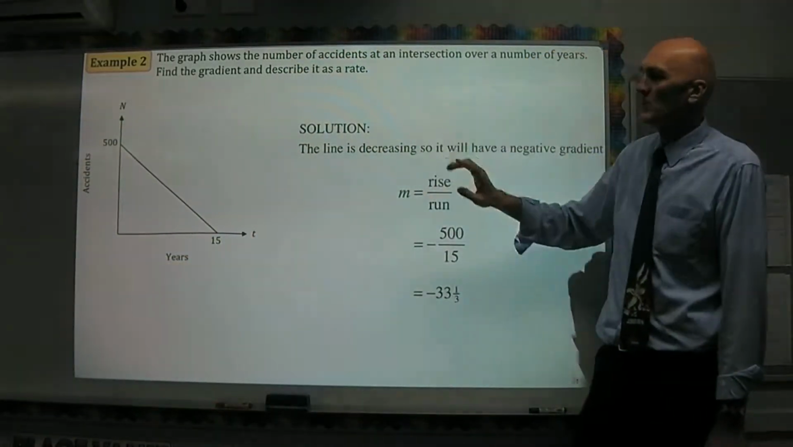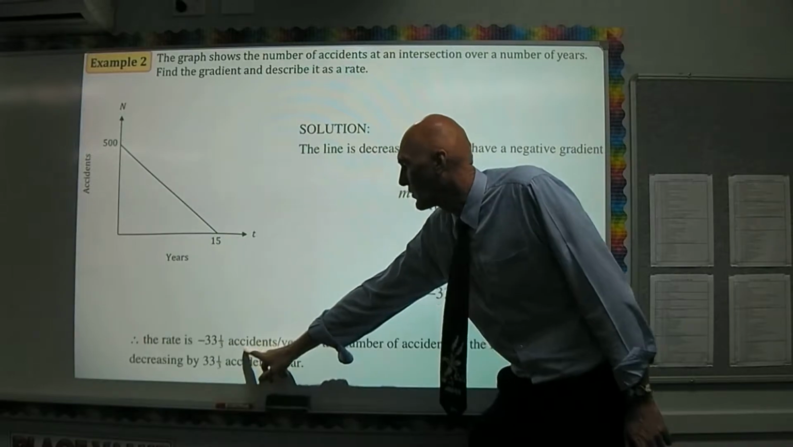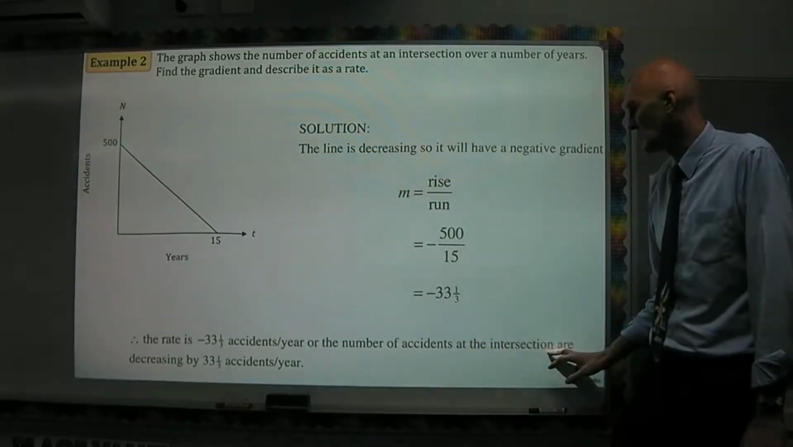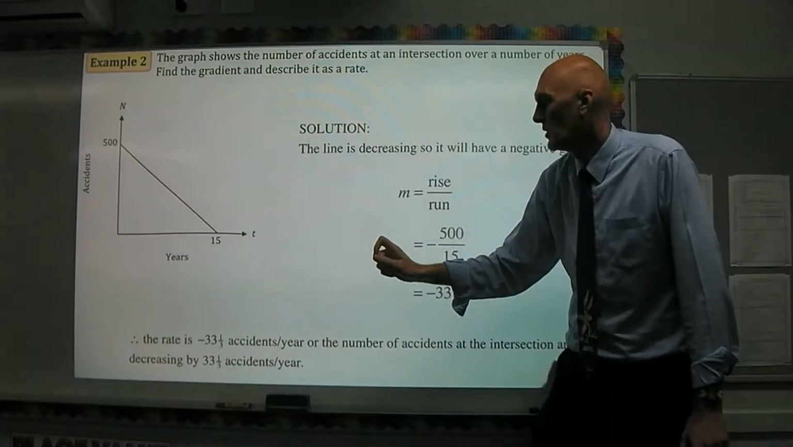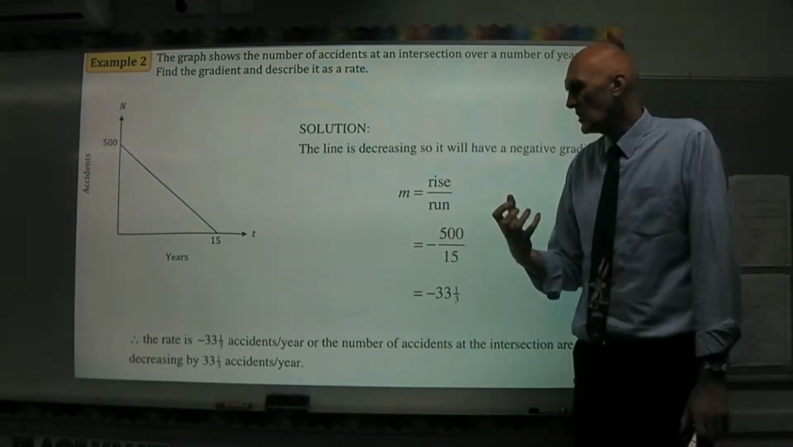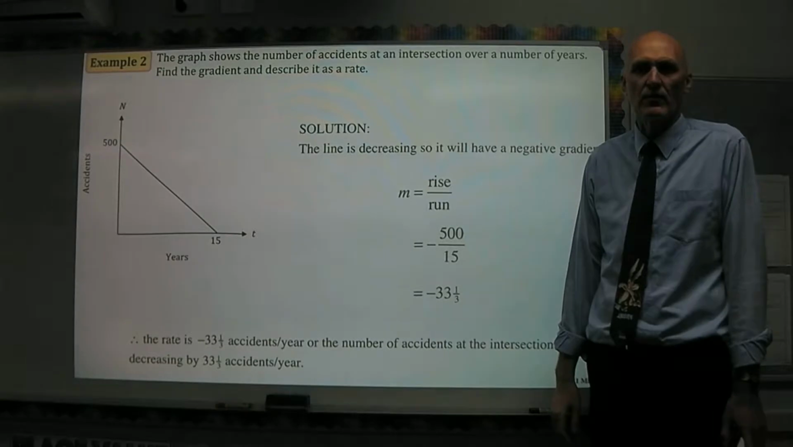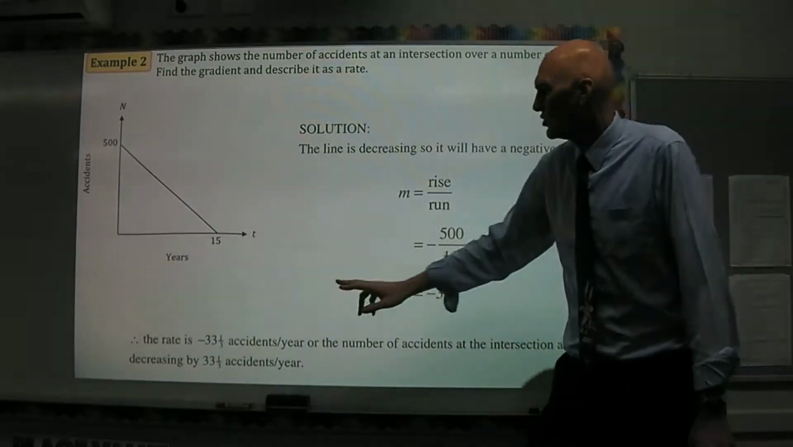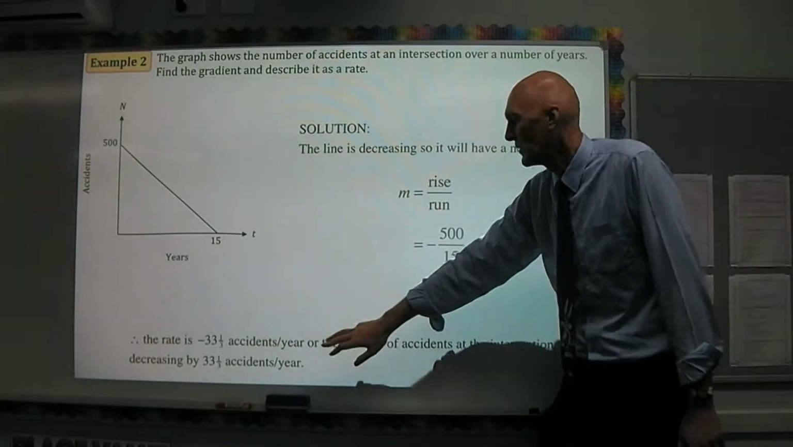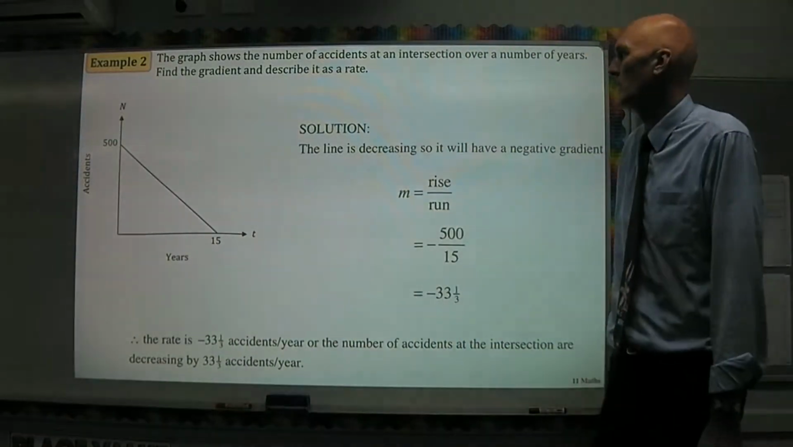So if I actually wanted to describe this as a rate, this is a little bit trickier because it's negative. I could say the rate is minus 33 and a third accidents per year, or if I didn't want to use the minus sign, I could say the number of accidents at the intersection are decreasing by 33 and a third accidents per year on average as we go along that line. So you're having just over 33 less accidents per year. You don't have to put the minus sign if you use the word decreasing in front of it. But if you don't, then you need to put the minus sign there because the minus sign means it's a decreasing gradient. It's going downhill from left to right.